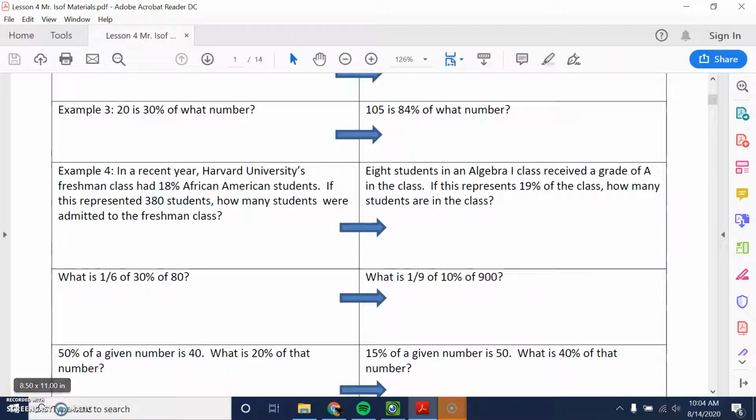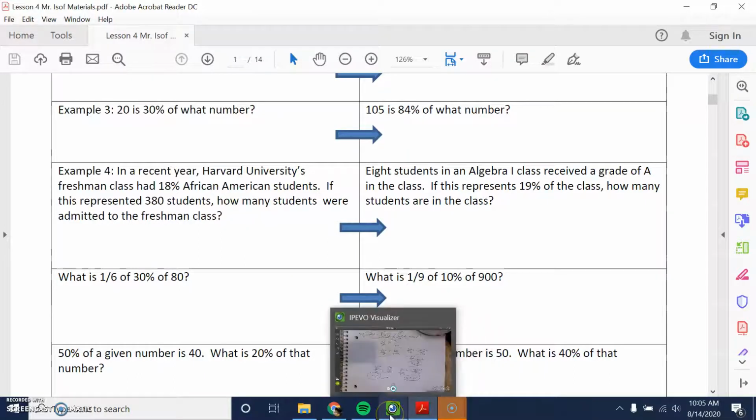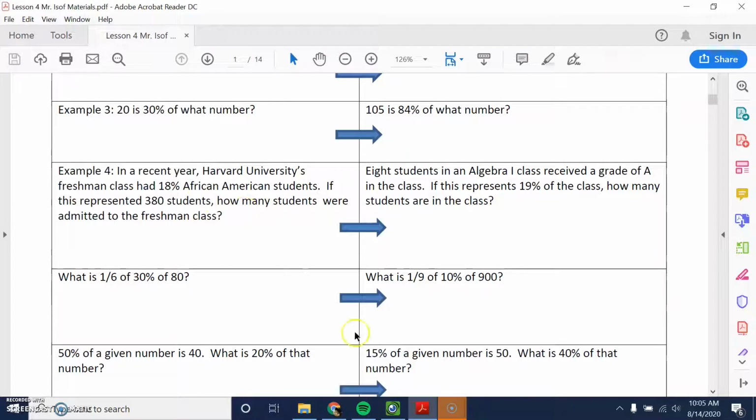So, example 4, follow along as I read. In a recent year, Harvard University's freshman class had 18% African American students. If this represented 380 students, how many students were admitted to the freshman class? Okay, so in this one, it looks like Mr. Isof might be a little bit more challenging to use because I don't see is or of anywhere in here.